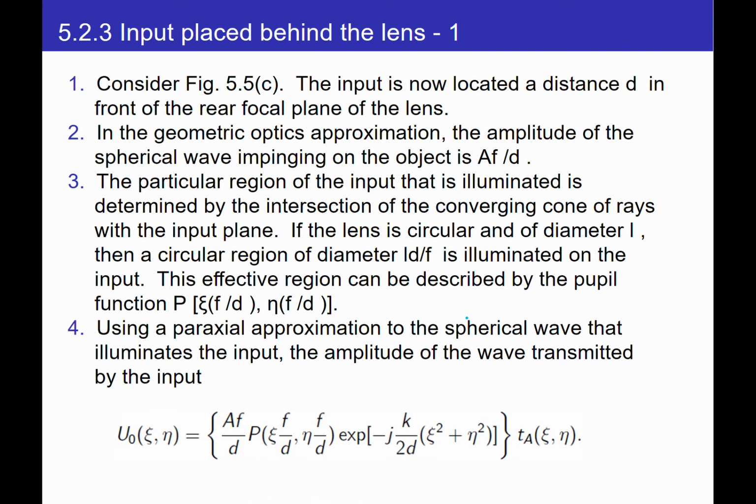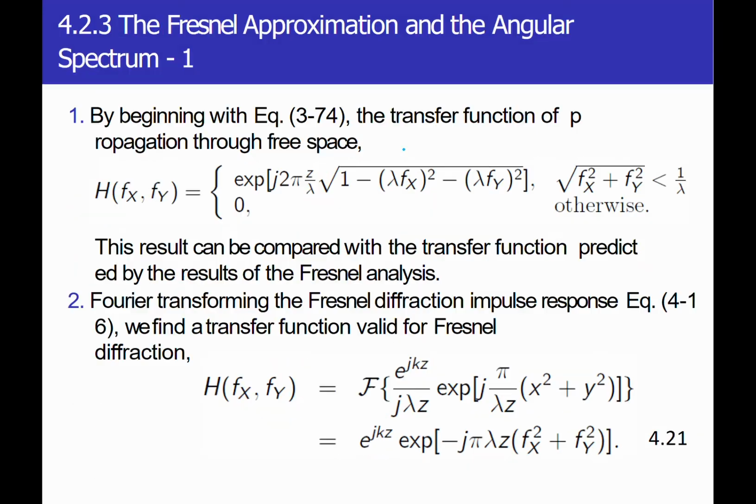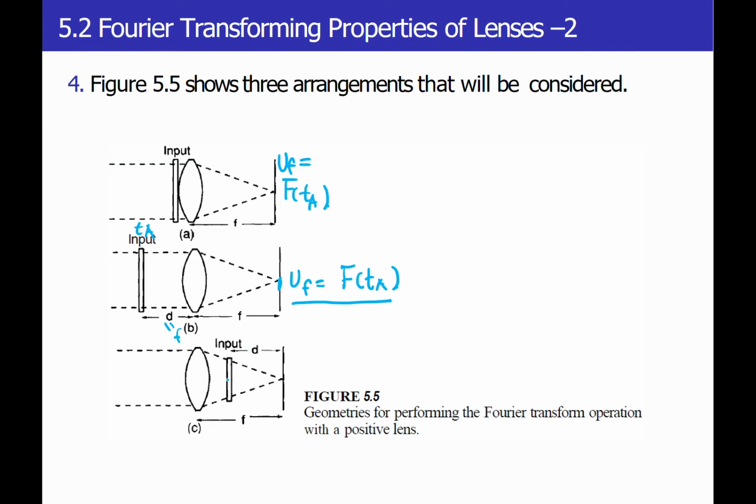And now we are going to talk about the input placed behind the lens. Behind the lens, that means we are going to talk about the third case here. So the light is coming this way, and then it passes through the lens, and then our input is behind the lens. So within this focused beam, the input is placed here. From the focal point, we have a distance d. Okay.